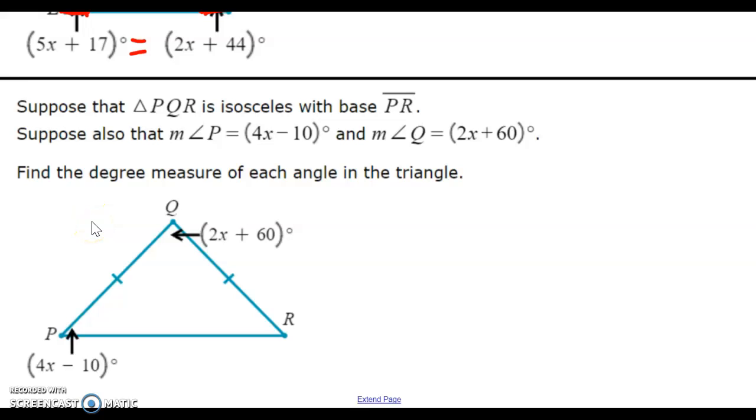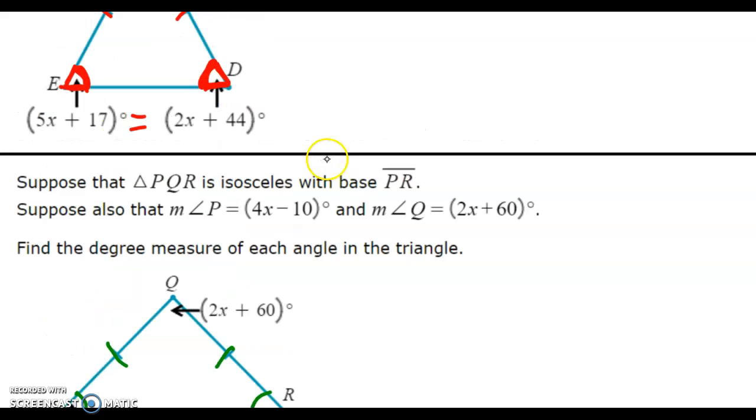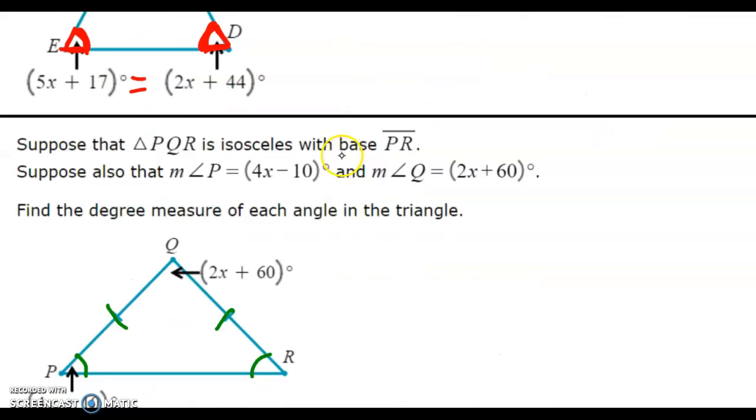but they're not giving you the two base angles at this point. So what they're saying this time around, again, suppose it's isosceles, okay, then I know these two angles are congruent. And then they give you your expressions. Well, right now, these two angles at Q and at P are not congruent, so you can't go ahead and make the equation equal to each other like we did up top.